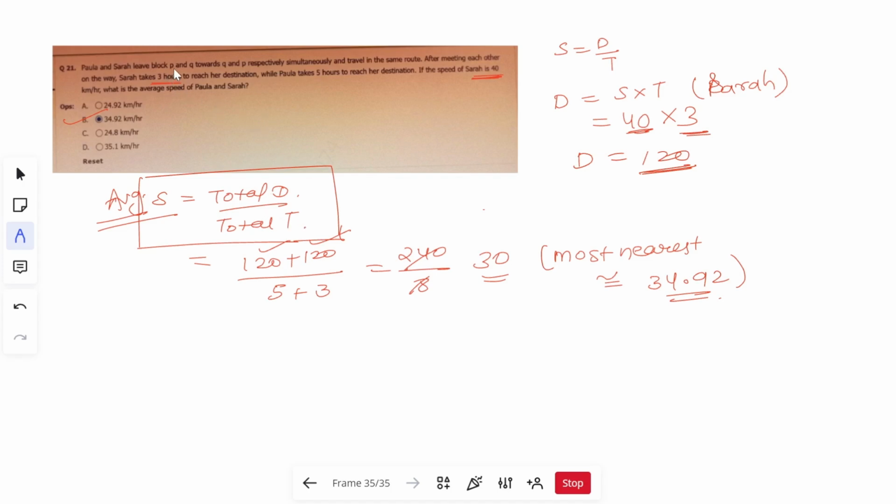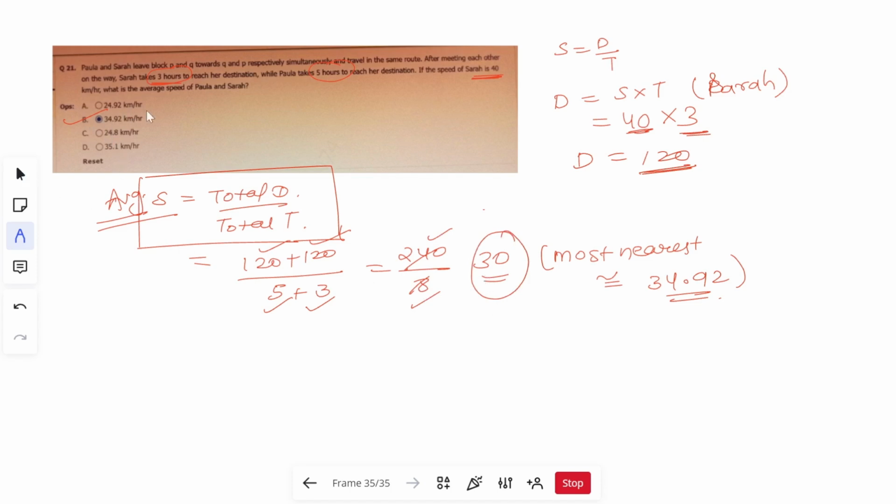In the question it is given that Sarah takes 3 hours to reach and Paula takes 5 hours to reach. So we will sum up those times also, that is 5 plus 3. So we will get 8. On top we will get 240 and below we will get 8. When you cancel it, you will get the value as 30, which is the average speed.